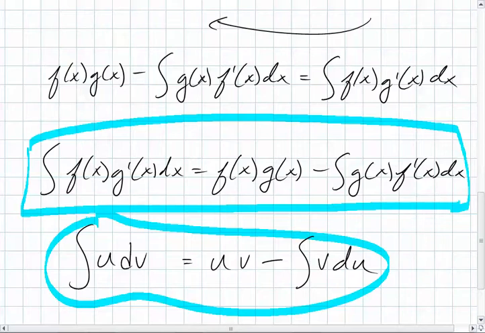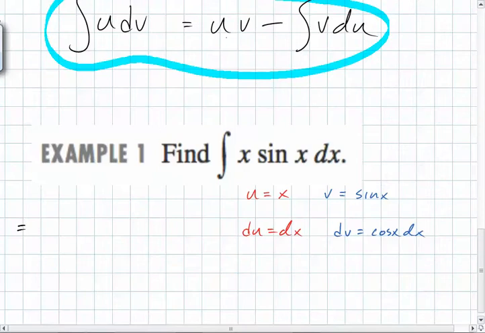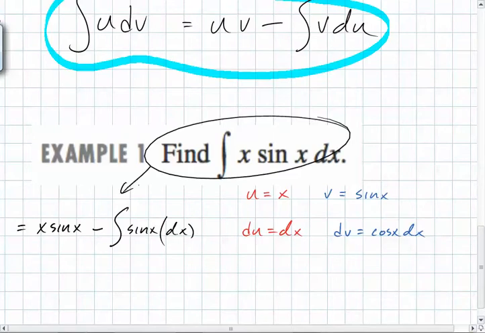So once again, mathematicians choose variables poorly sometimes. There's nothing to do about it. You're just going to see a whole lot of it. So how do we use this? Well, what's u? We want u times v. What's u times v going to be? x sin x. x sin x minus, what's v? Sin x. And what's du? dx. Okay, so now we've turned this into this.